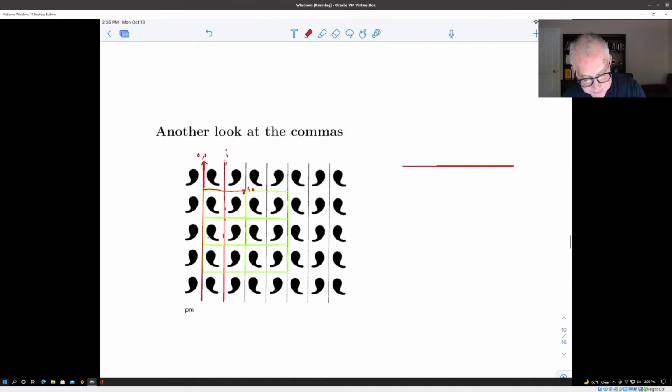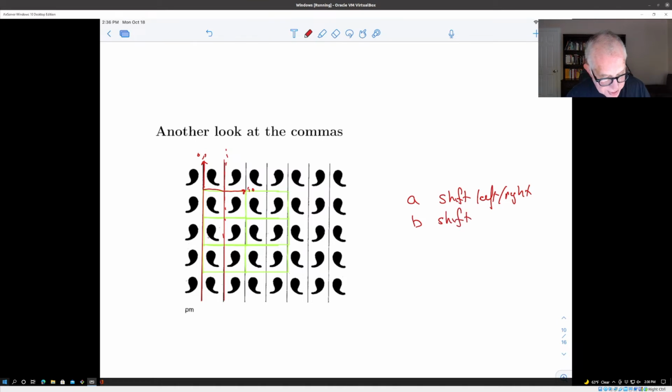What about the commas or the apostrophes or whatever they are? So the commas similarly have a shift. They have the A shift, shift left, right. And they have the B shift, which is up, down. Now, in this case, the A shift and B shift are different lengths. The A shift means you go all the way from here to here, whereas the B shift, this is the A shift, this is the B shift. So here's A, here's B. Because you have to shift sort of 2 commas over in order to get it to match up again.